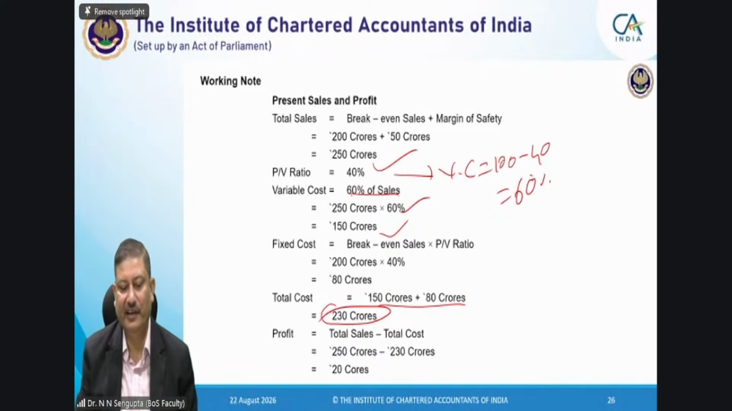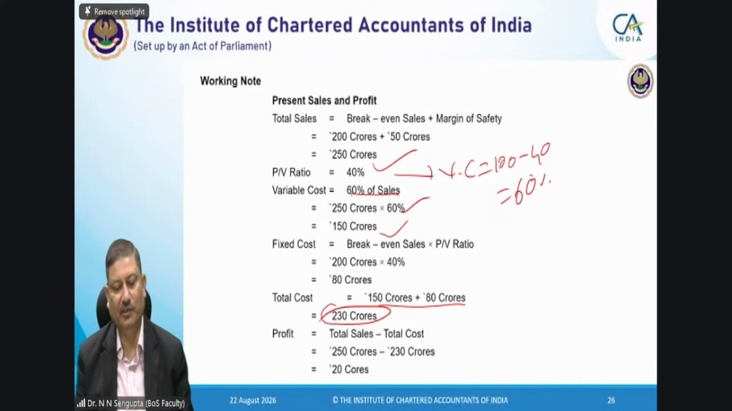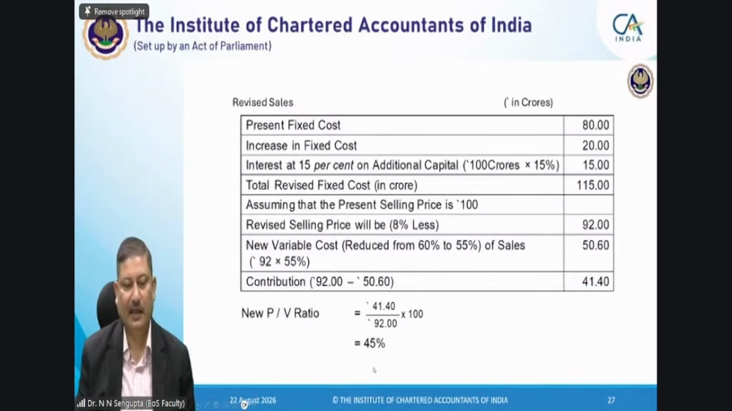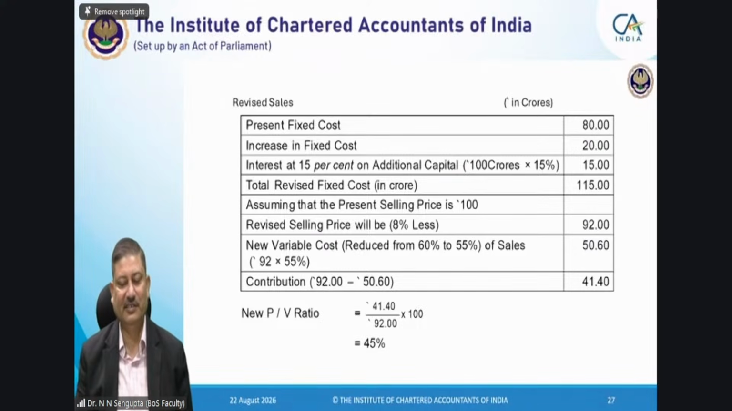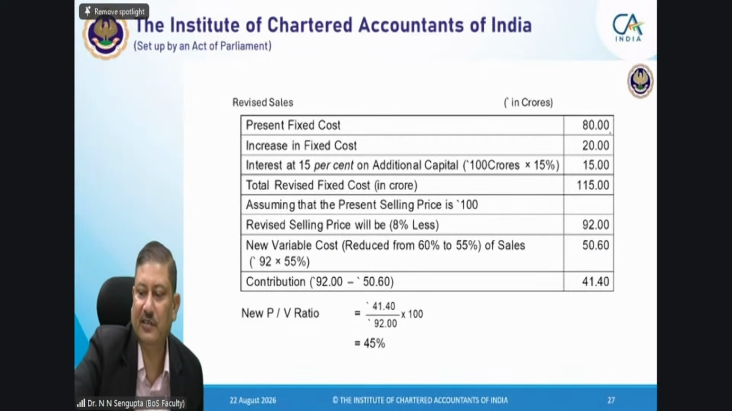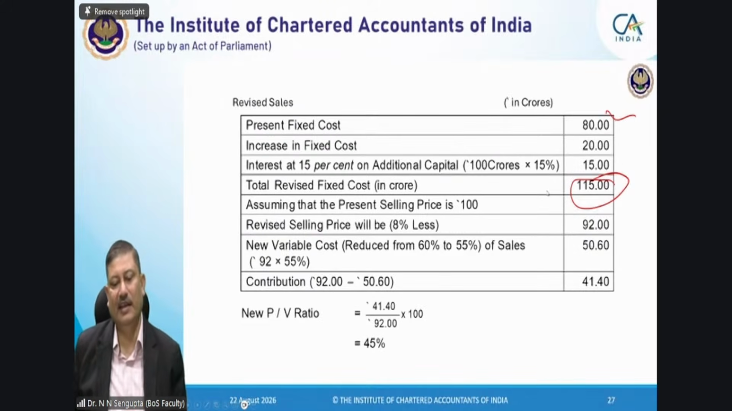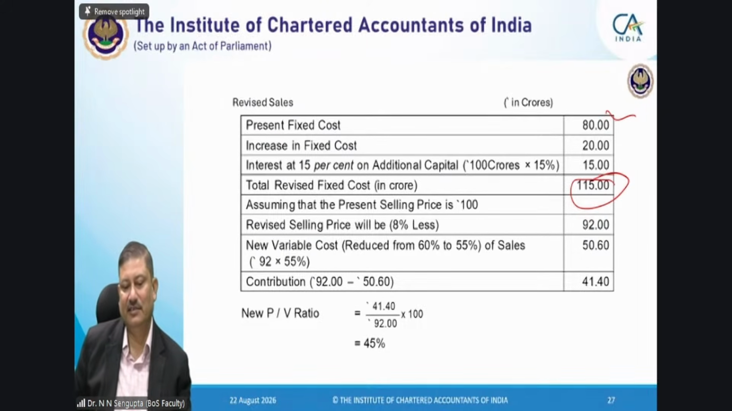So now if you deduct the total cost from the total sales in the upcoming year, that is 250 crore minus 230 crore, that is 20 crore. Okay. So now the revised sales: present fixed cost 80, increase in fixed cost 20, which is given. Interest on the 15% additional capital, that is 15 on 100 crore. So total revised fixed cost, it was 80, now it will be 115. Okay. So assuming that present selling price is 100, the revised selling price will be 8% less as has been told. So that will be 92.